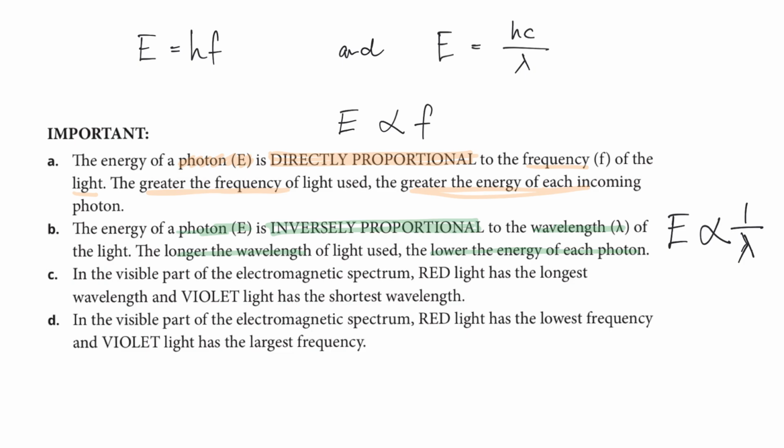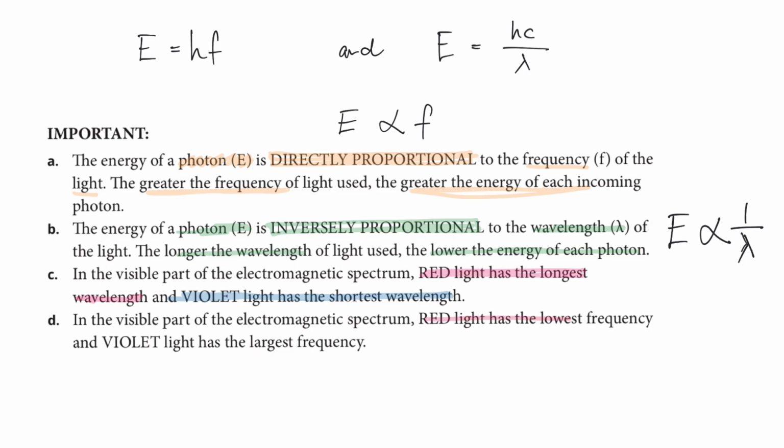Words, A and B are the words, and the little things that I've written on the side, those are the mathematical relationships. The next thing is, in the visible part of the electromagnetic spectrum, red light has the longest wavelength, right? And violet has the shortest wavelength. And I spoke about this at the beginning. Please rewrite it down so that you can keep engaging and engaging.